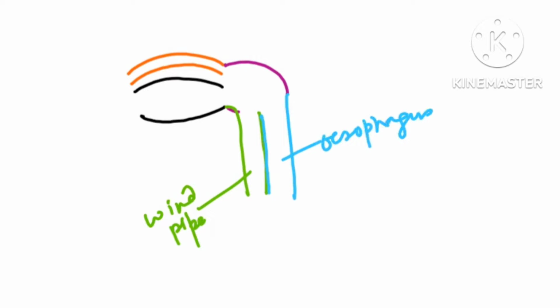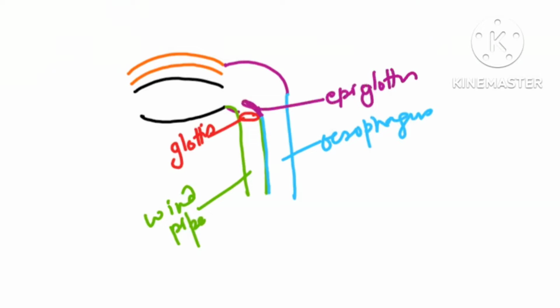At the opening of the windpipe, you have one structure present here. This opening is known as the glottis. And to close this glottis, you have this structure known as the epiglottis. Clear? To close it, this structure is known as the epiglottis. And this is the common area, I'm using this color, where food and air are mixing.